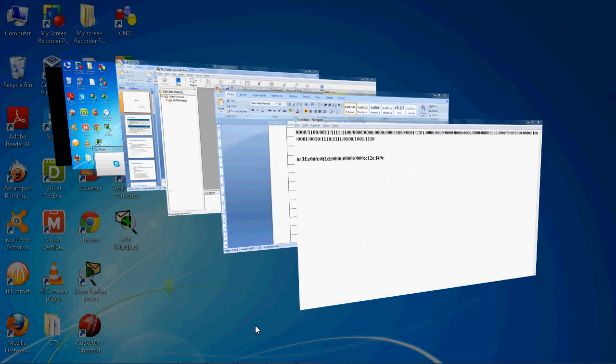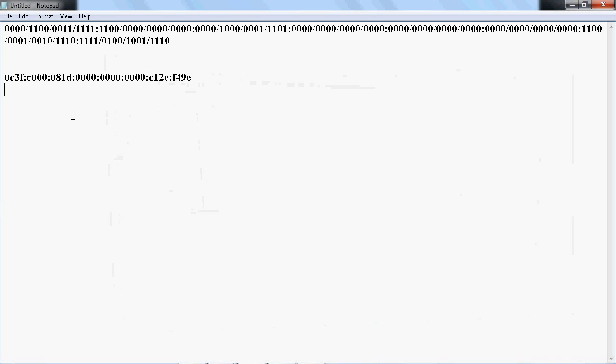Let's see an example. In this example we can use those shortcuts. Here in the first group we check for leading zeros. The leading zero can be eliminated, so we write C3F:. Next we can see C000. It is not a leading zero, so we write it as it is, C000:. Next we can see 081D. It has a leading zero, so the leading zero can be eliminated. We write 81D:.